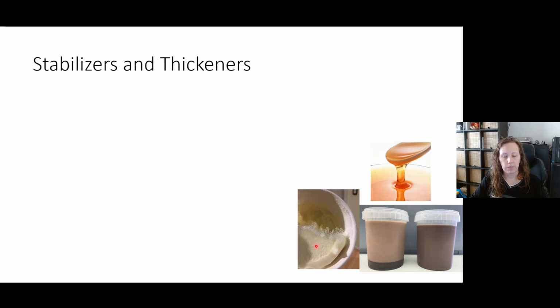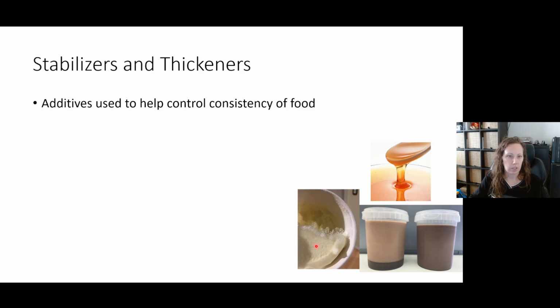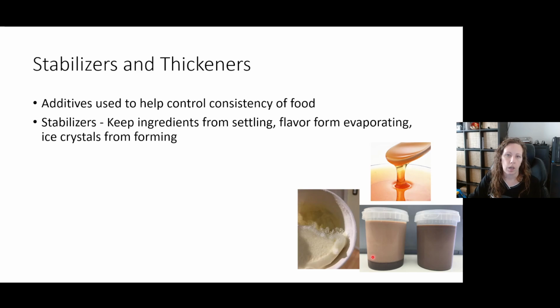Okay, and then we have stabilizers and thickeners. These are additives that are used to help control the consistency of the food. Now, they are not exactly the same thing. Stabilizers, their main goal is to keep the product in the same form as when it was first made. That would be the general definition, okay? To keep the product in the same form as when it was first made.